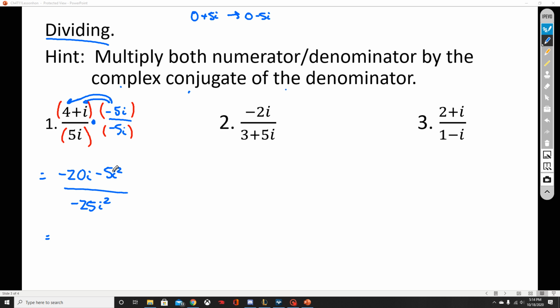All right, well, remember i squared is just negative 1. So this becomes 5. So I have 5 minus 20i in the numerator. And in the denominator, I have 25.